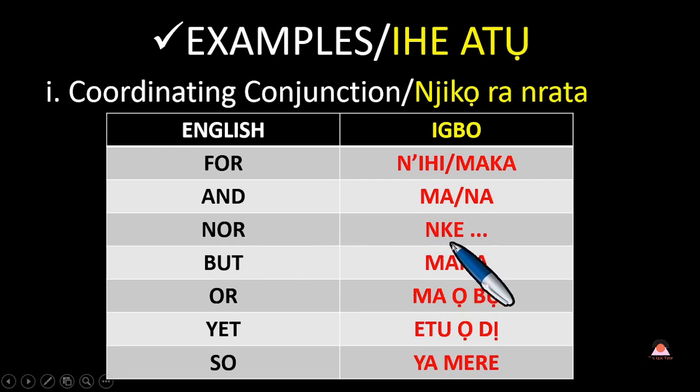Right. Next one is nor. Nor in Igbo is nke. But there are other things that will follow this, depending on the sentence we're dealing with. Sometimes it can be nke ogabo or nke ozo. So, but nke will always be there. The fourth one is but. In Igbo, but is mana. Okay? Next is or. Or in Igbo is ma obu. Next is yet. In Igbo, yet is etuodi. Finally, under coordinating conjunction, we have so, and so is ya mere in Igbo language.